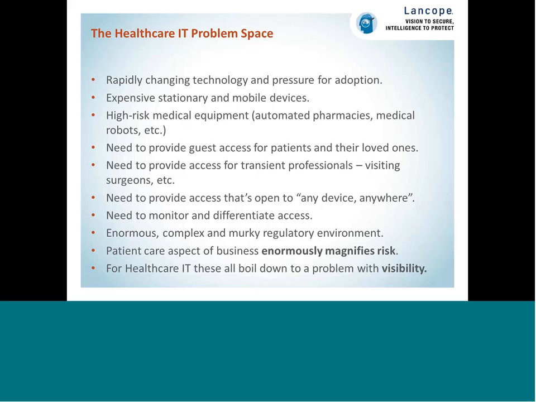And that next bullet's all about that. We've got to provide access that's open to any device, anywhere, at any time, all throughout the healthcare network. You need to be able to monitor and differentiate access to devices based on device type and application. So, things like image servers have to have guaranteed bandwidth if we're going to be able to move things like electronic x-rays around to doctors' desks and get them to them in a timely fashion.